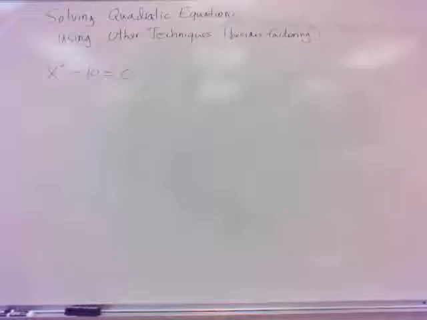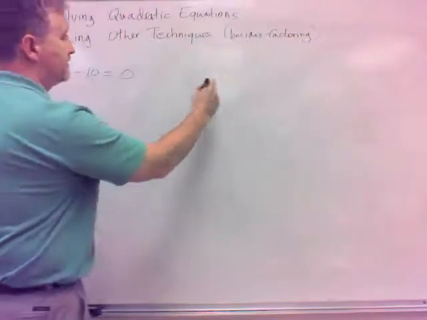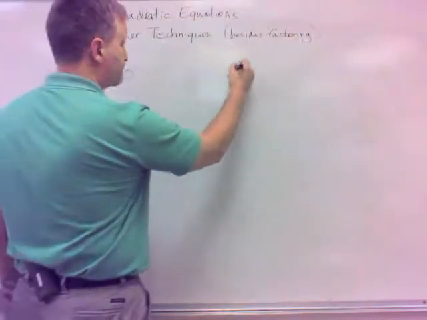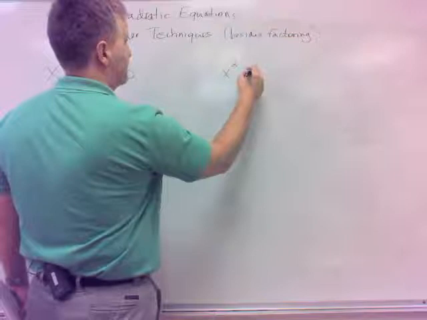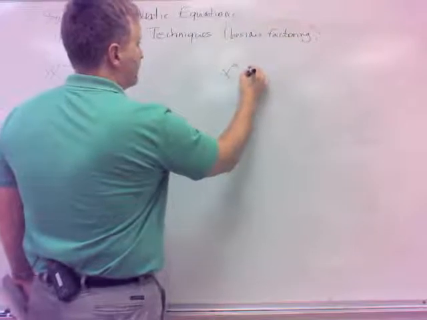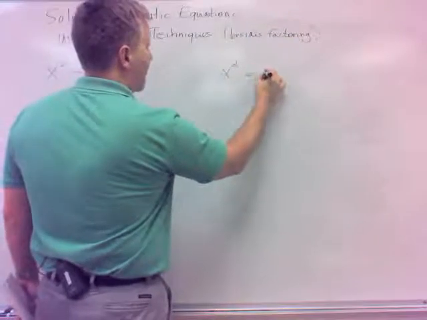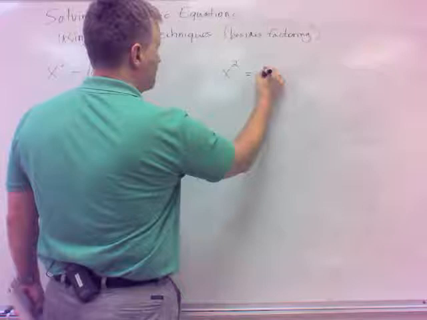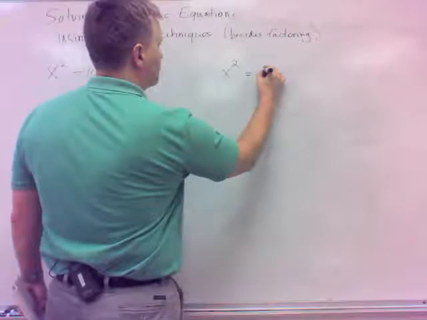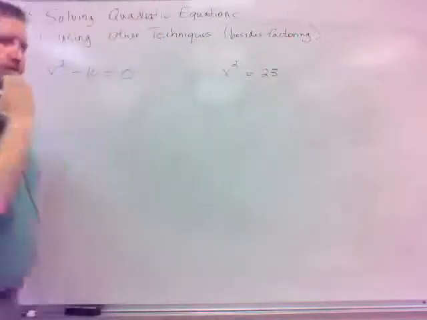We need some other techniques that we can utilize. Now, we're going to talk about two of them. The one we're going to use here we'll refer to as the square root method. Let me show you what I mean by that. Let's take another one, and then we'll get back to that one. Let's just start with x squared equals 25.